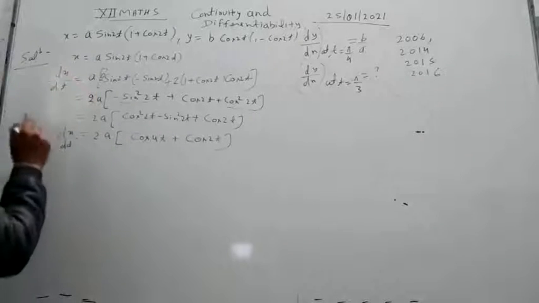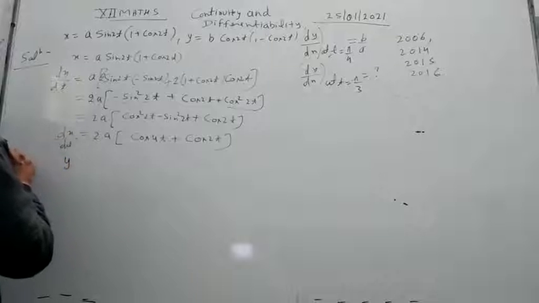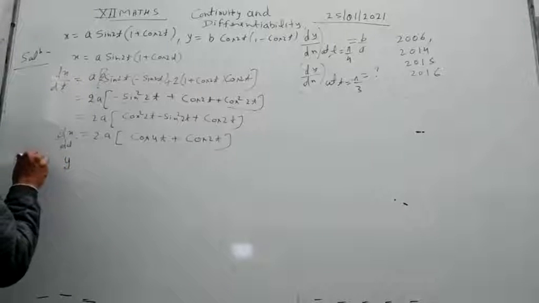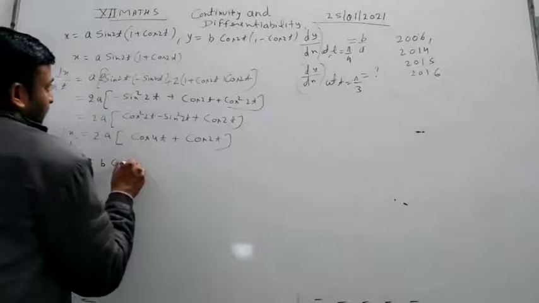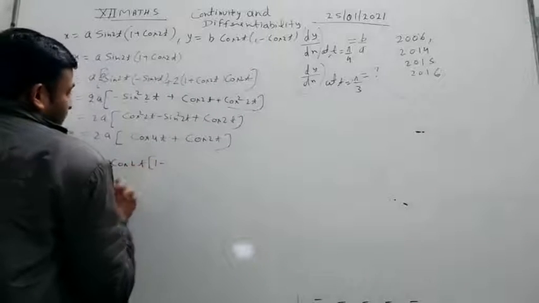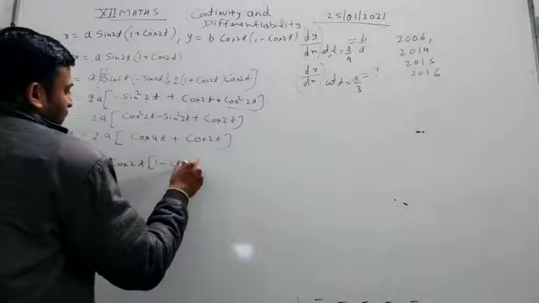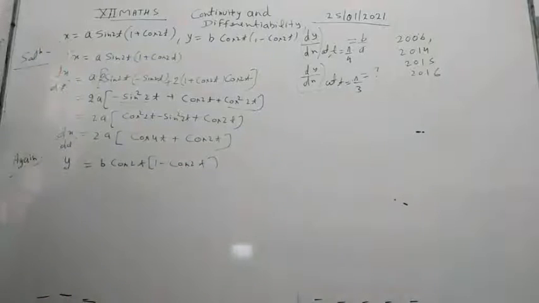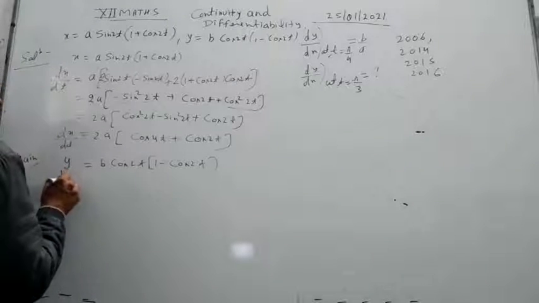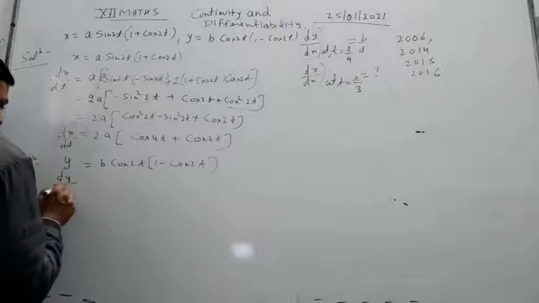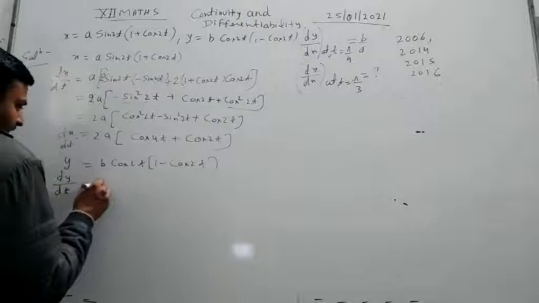Now we take the other part, b, which is y is b cos 2t into 1 minus cos 2t. Now this is our second part. We are going to differentiate this with respect to t, so dy by dt is b.